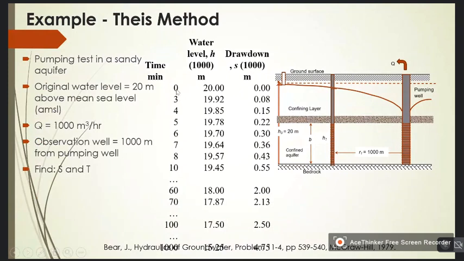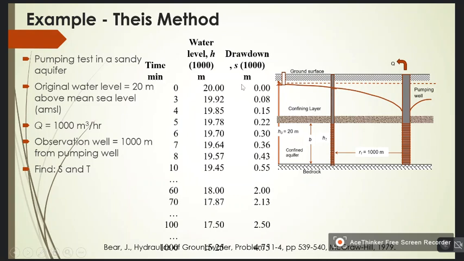Initially, at time 0, the water level will be full, 20. Then after 3 minutes, it was noted that the water level is 19.92. Like that, the observations were taken up to 100 minutes. So these are the water levels. From this, you can calculate the drawdown.